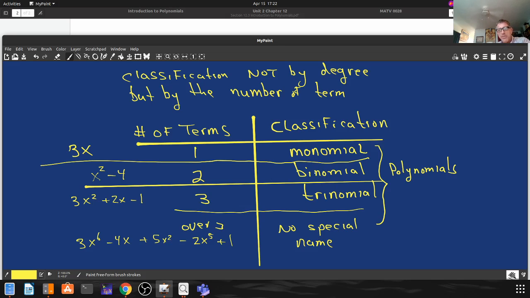If I want to talk about the degree, I can say a degree 6 monomial. So this is a degree 1 monomial. This is a degree 2 binomial. This is a degree 2 trinomial. And this is a degree 6 polynomial. But the important thing to remember, all of these are polynomials. These are just classifications of special types of polynomials, like a cow, a horse, and a dog are special types of mammals. And that's it for lecture 12.3.